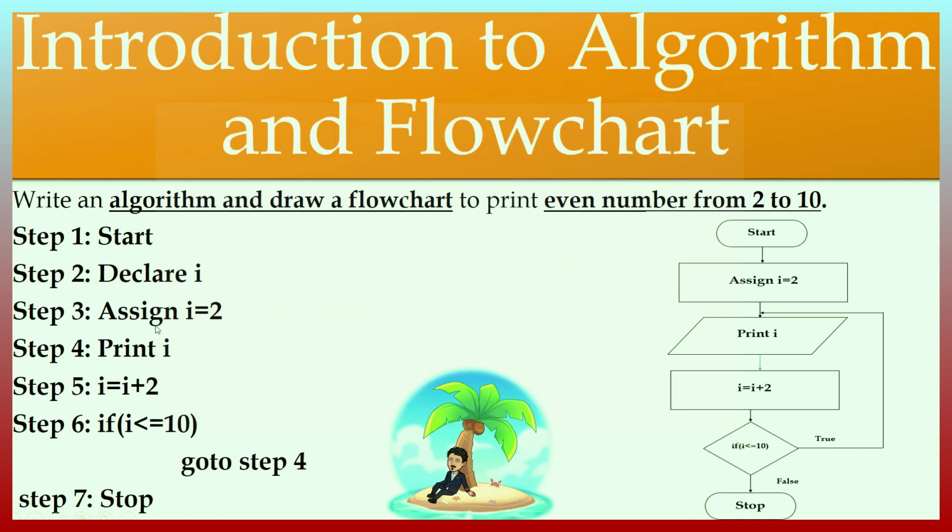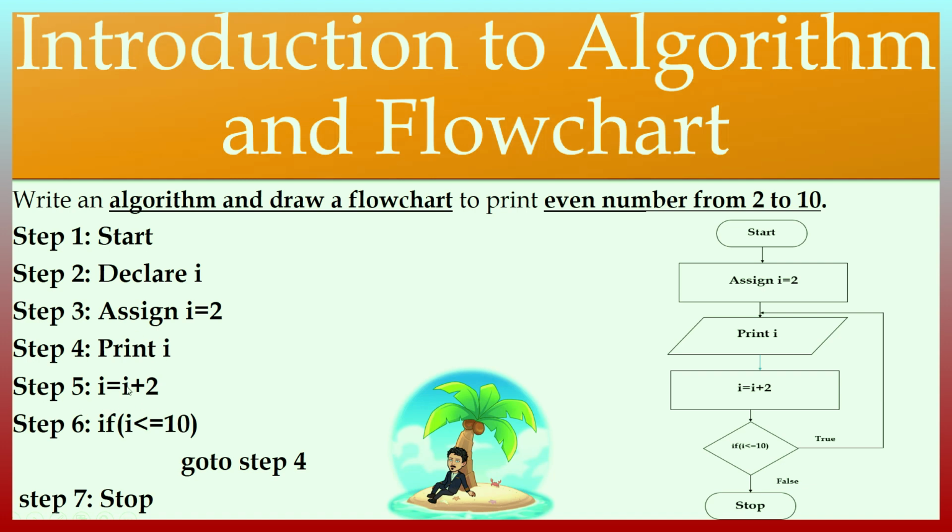Step 3, I'm going to assign I equal to 2. Why do I want to assign I equal to 2? For example, here the starting number is 2. I'm going to use that number, I equal to 2. Then I'm going to print I, the value 2. Then I'm going to increment the I value by 2.